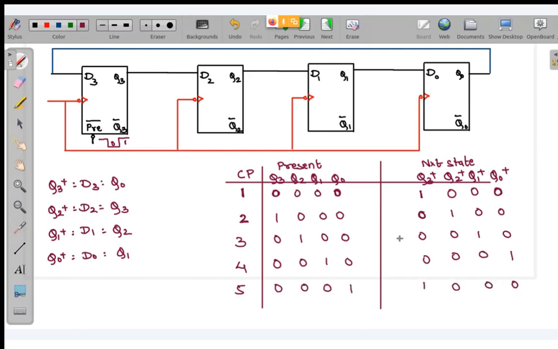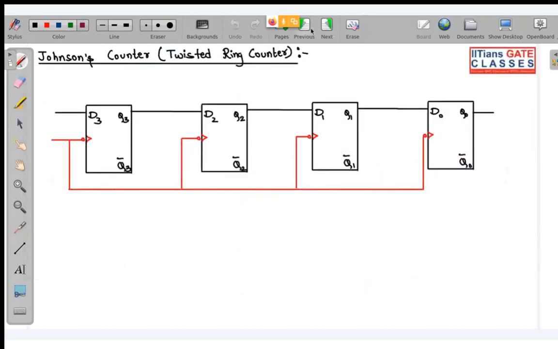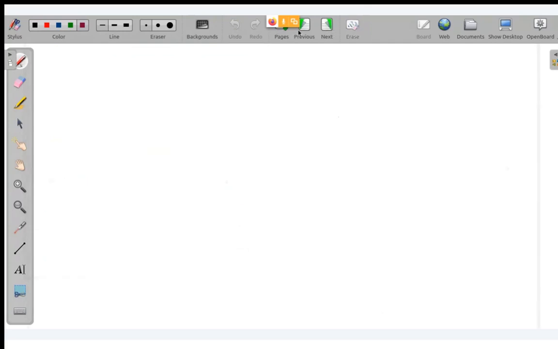Okay, so this is what? This is basically your ring counter. Tell me if you have understood this or not. Have you understood this? So you can see over here we have 1, 2, 3, 4. So this is a mod 4 ring counter. Okay, Shubham, now have you understood? Yes, sir.